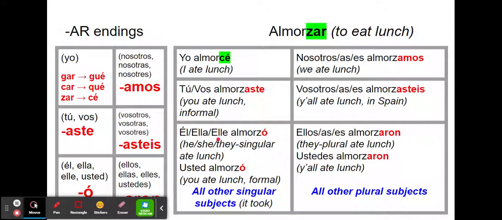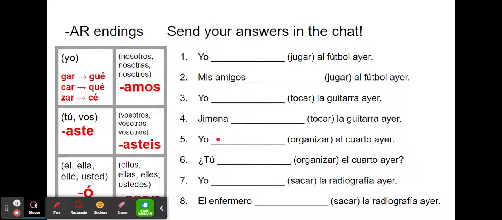Now, I'm going to move on and do some practice. So let's look at our AR endings on the left. We see those. And on the left, I also see my little notes about what happens to each of these verbs in the yo form. GAR changes to gue, CAR changes to que, and ZAR changes to ce. So let's look at number 1.